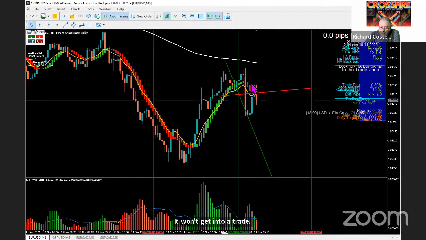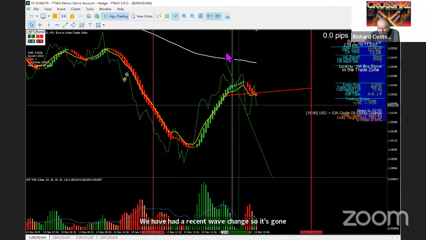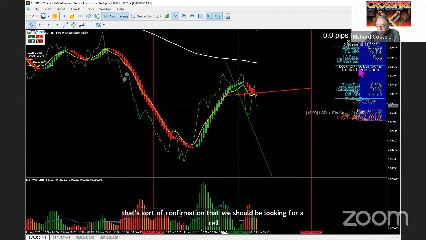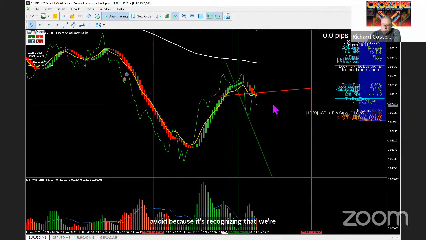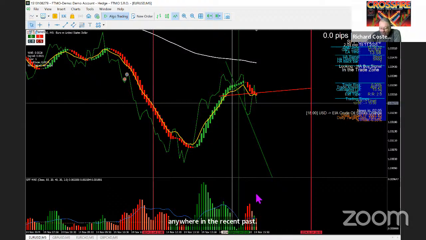And we have had a recent wave change, so the wave has gone from green and rising to red and falling. So that's sort of a confirmation that we should be looking for a sell. But if you've got the trading assistant working, it's stubbornly looking at a buy because it's recognizing that we're still above the green. There hasn't been an MA crossover anywhere in the recent past, and the water ATA is all wrong.